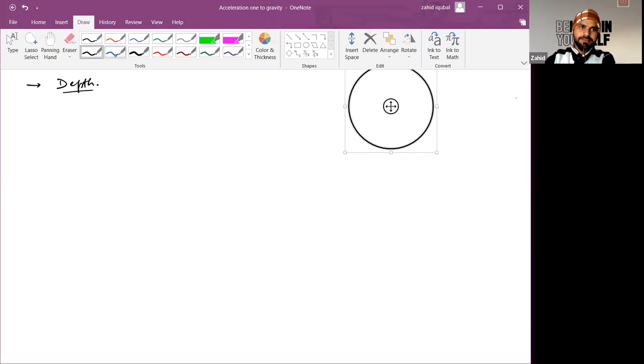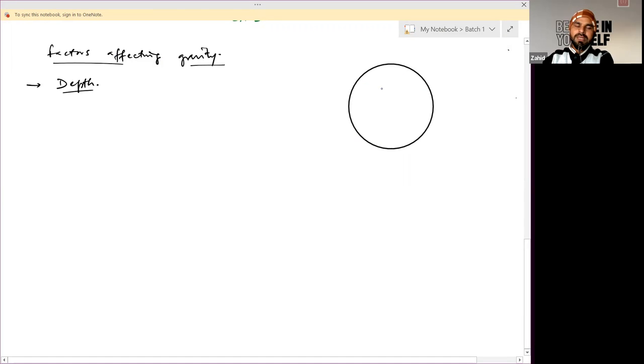Suppose this is Earth having radius capital R to this point. On going towards its depth, let's say to this instant, radius of this particular Earth is R, and from this point to this point, it will be just small r. So depth of this point from surface will be small d. So r equals to capital R minus d.